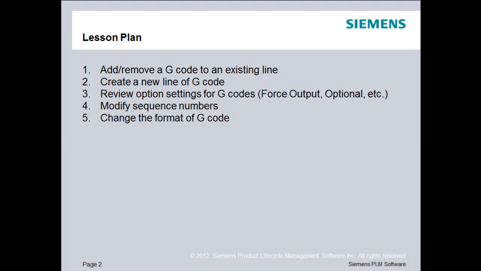The lesson plan for this lesson is to add and remove a G-code from an existing line. We'll also create a new line of G-code, or a block. We'll take a look at the option settings for G-codes such as force output, optional, and some others. Then we will modify sequence numbers. Finally, we'll change the format of some G-codes and then review what we've done.